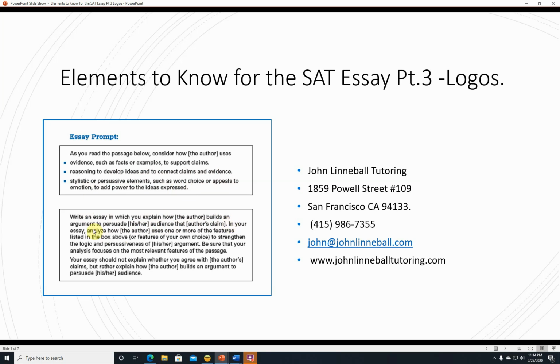So in your essay, analyze how the author uses one or more of the features listed in the box above, so that'd be this box here, evidence, reasoning, stylistic or persuasive elements, to strengthen the logic and persuasiveness of his or her argument. Be sure that the analysis focuses on the most relevant features of the passage. Your essay should not explain whether you agree with the author's claims, but rather how the author builds an argument to persuade his or her audience.